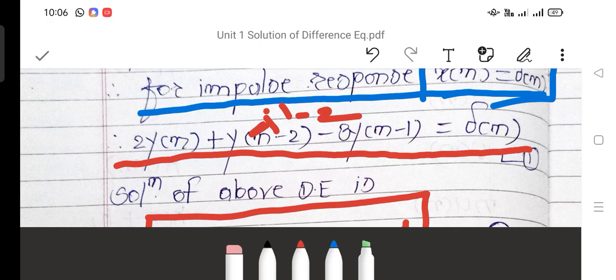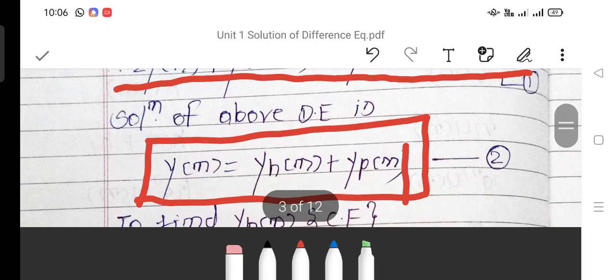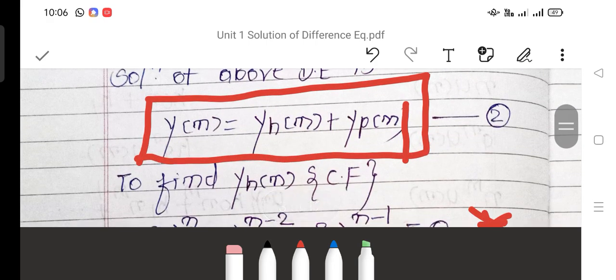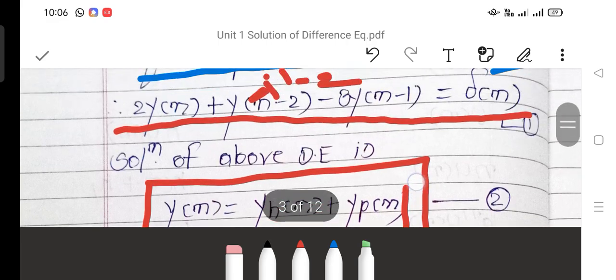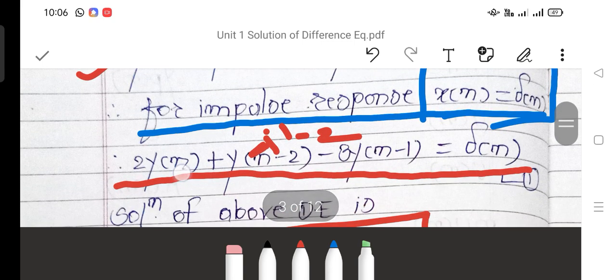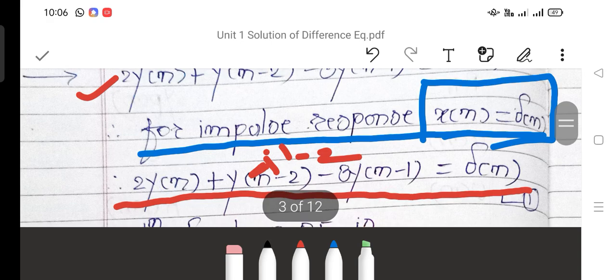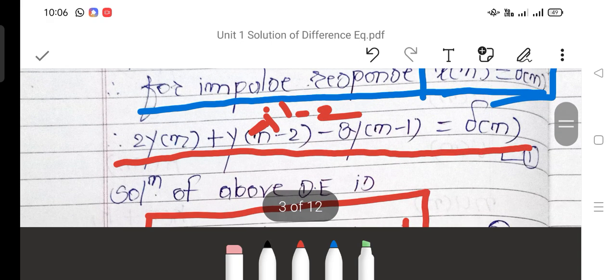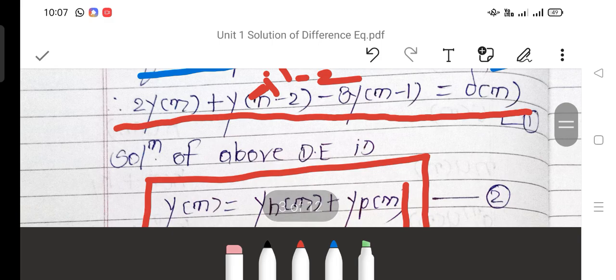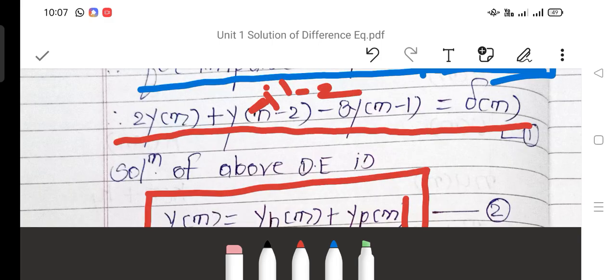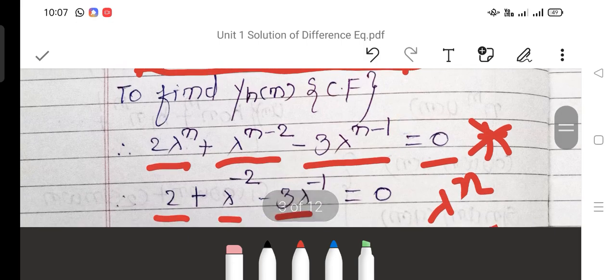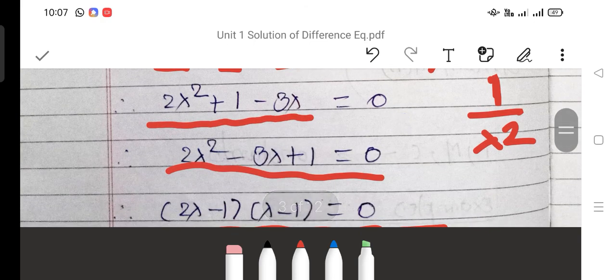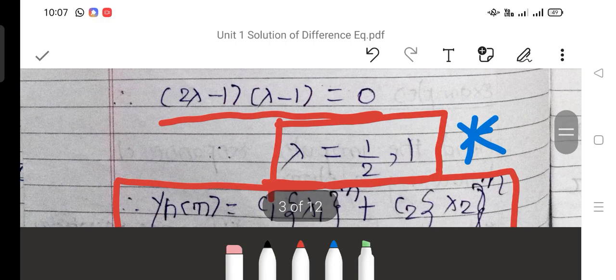We have numbered it as equation number 1. Solve the above. The solution is yh of n plus yp of n. Now we have to find the complementary function, that is yh of n. So replace y of n by lambda to the power n, y of n minus 1 by lambda to the power n minus 1, and y of n minus 2 by lambda to the power n minus 2, equal to 0. Then we rearrange this to get the simple equation and calculate its roots. The roots will be 1 by 2 and 1.